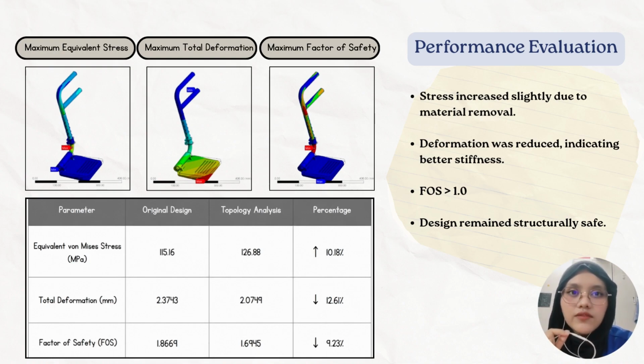Although the factor of safety decreased slightly from 1.8669 to 1.6945, a 9.23% reduction, it remained above the acceptable safety limit. Overall, the topology optimization produced a lighter and more efficient design while maintaining satisfactory structural performance.